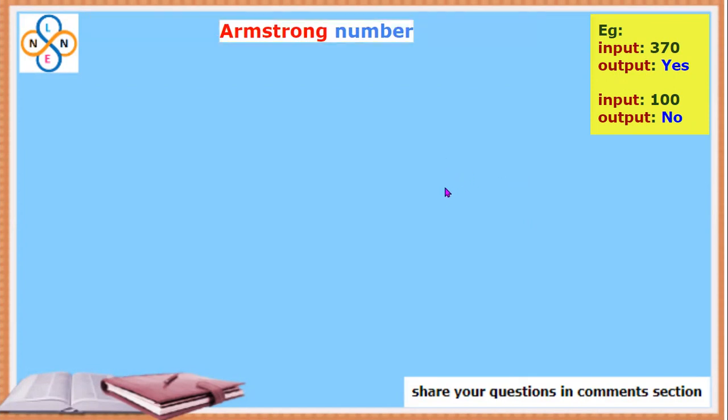Now let us discuss. For this, I'm taking these two sample inputs to get the corresponding output, but our logic is going to be generic. So first, what is this Armstrong number? If the input is a 3-digit number, for example 370.